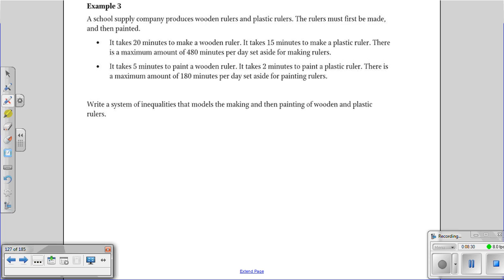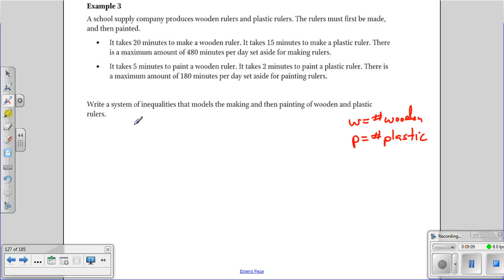So let's talk about what we have here. It takes 20 minutes to make a wooden ruler, 15 minutes to make a plastic ruler. There's a maximum of 480 minutes per day set aside for making rulers. Okay, so let's first identify our variables. So I'm going to say W for the number of wooden rulers. Sorry, my pen's not working there. And I'm going to use P for the number of plastic rulers. Now again, I always like to use variables that identify what I'm talking about. And then sometimes you have to translate them to an X, Y coordinate if you're using it, but just change your labels. Number of plastic rulers.